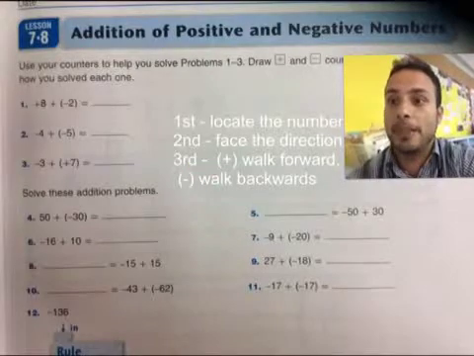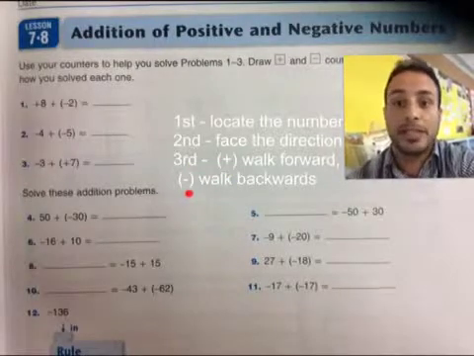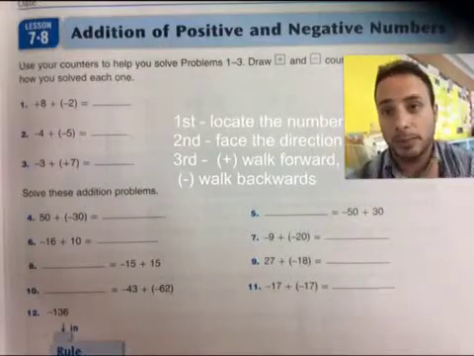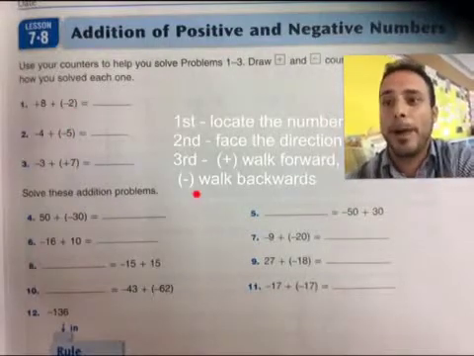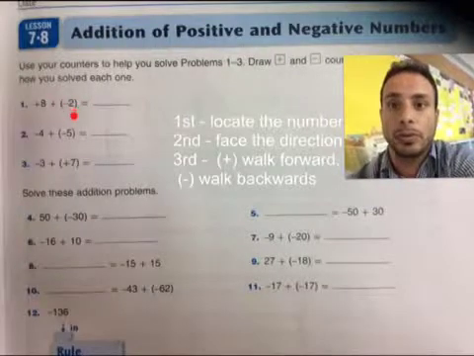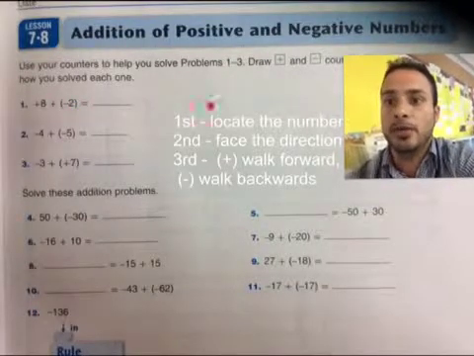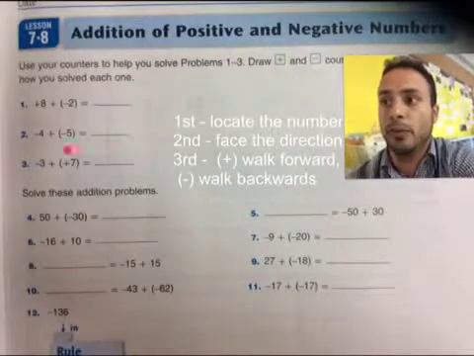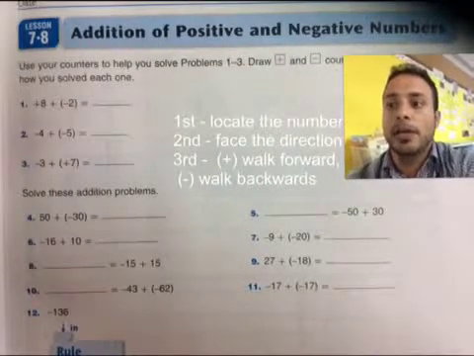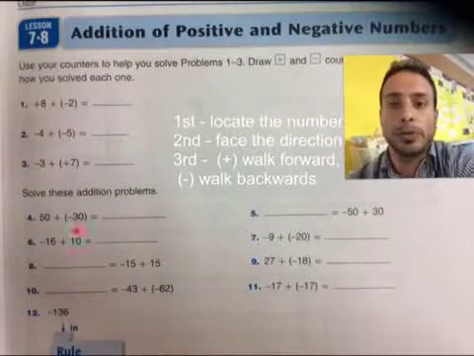But then the third step, if it's a plus sign, you walk forward. If it's a negative sign, you walk backwards. It's a negative sign. So you're facing the positive direction, but you're going to walk backwards 2 steps. So it's actually 8 minus 2. Got it? Go ahead and use this formula to solve 1, 2, 3. For questions 4 to 11, you must even out the equation.